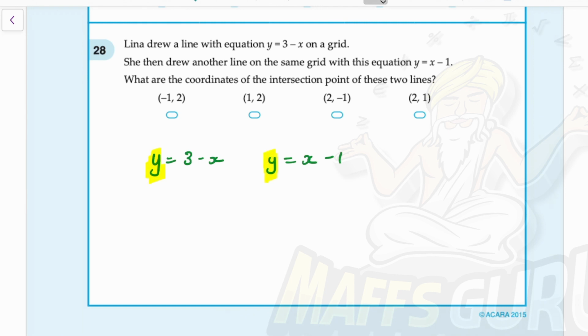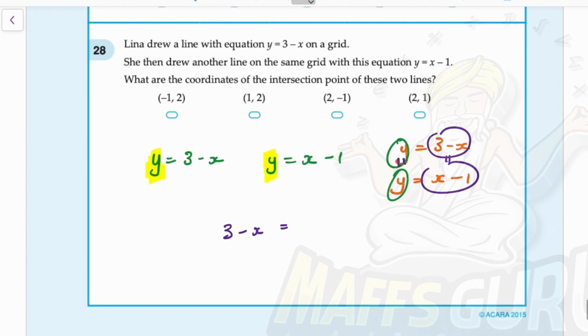So what I want to say to you is this. I'm going to write the equations again, but underneath each other. y is equal to 3 minus x, and y is equal to x minus 1. If we know that these two things are the same, then it must go that these two must be the same. That's what an equal sign is. So now that tells me that 3 minus x is the same as x minus 1.